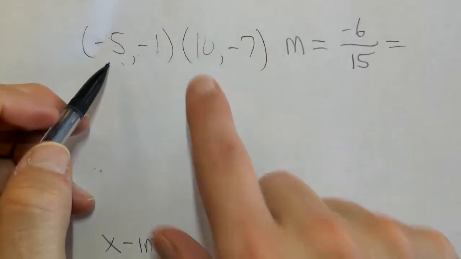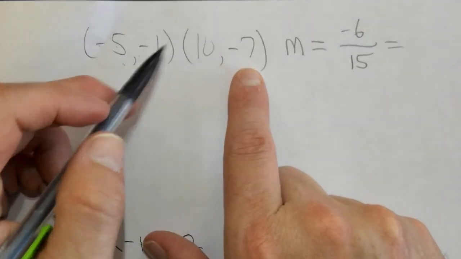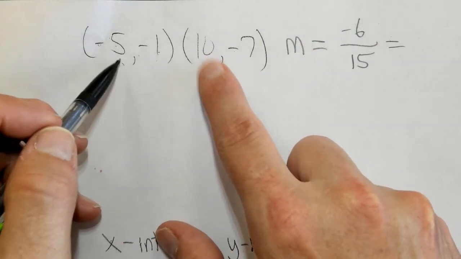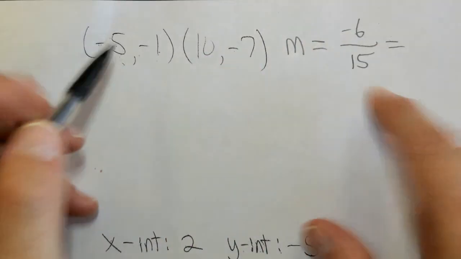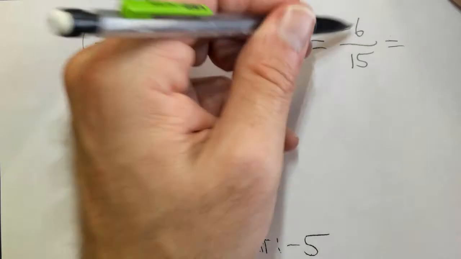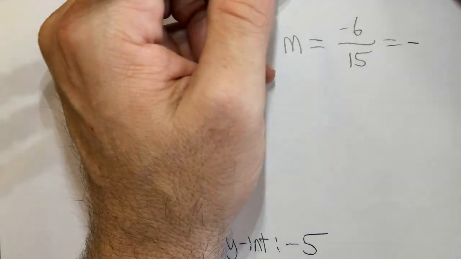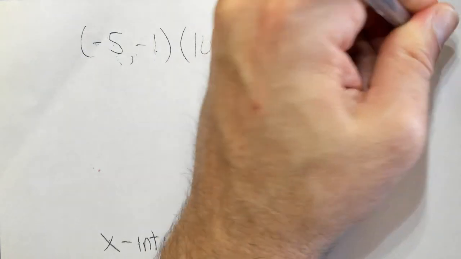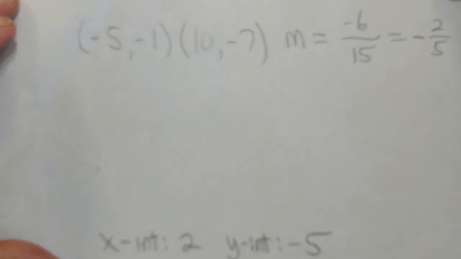And so remember what we said, if the signs are the same, subtract the numbers. 7 minus 1 is 6. If the signs are different, add the numbers. 10 plus 5 gives you 15. That's how you can find the change. I need to reduce this down. So that's negative, and 6 over 15 will reduce down to 2 over 5. So remember, make sure you reduce the slope down if you can before you finish.